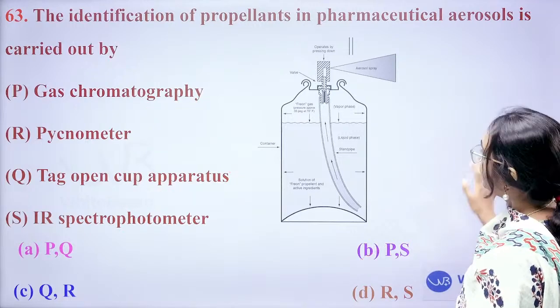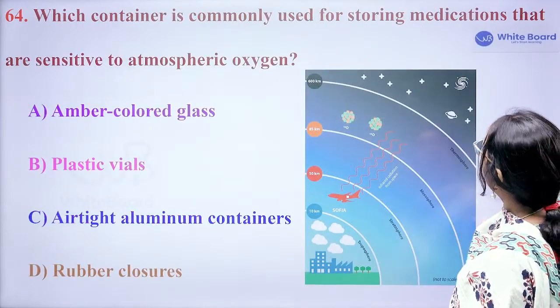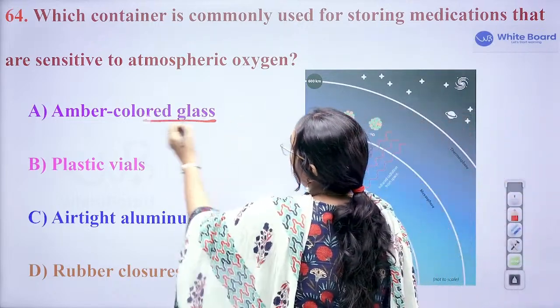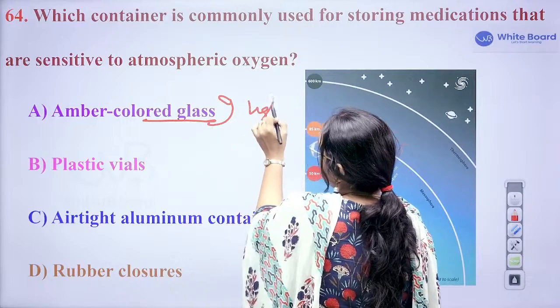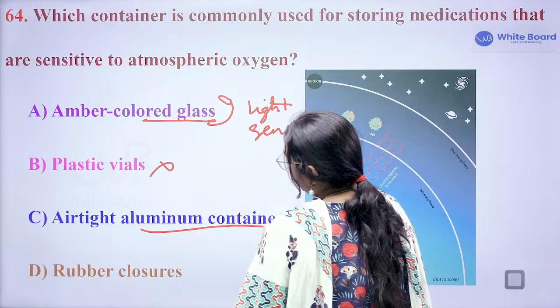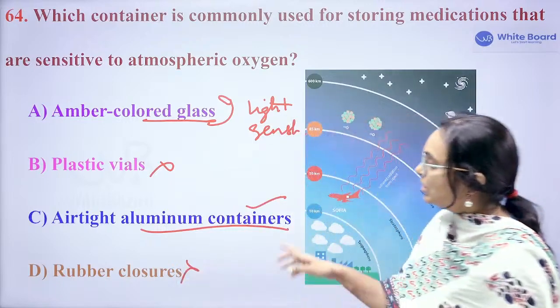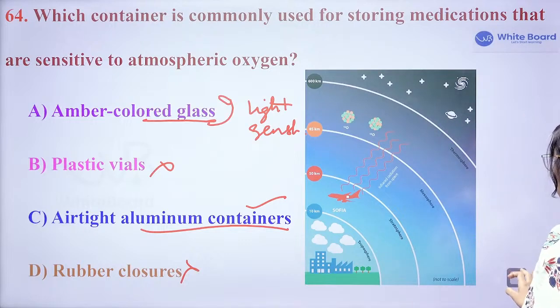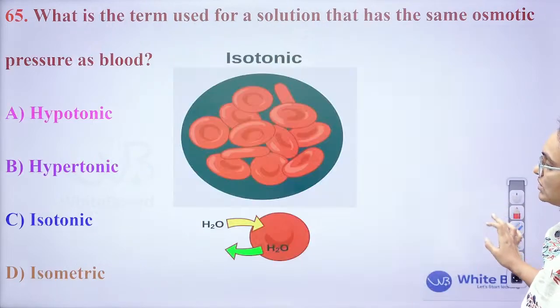Next, which container is commonly used for storing medications that are sensitive to atmospheric oxygen? Amber colored is for light sensitive. Plastic vials, no. Airtight aluminum containers, rubber closures. So, the answer here is C. For atmospheric oxygen sensitive compounds, we will use C.